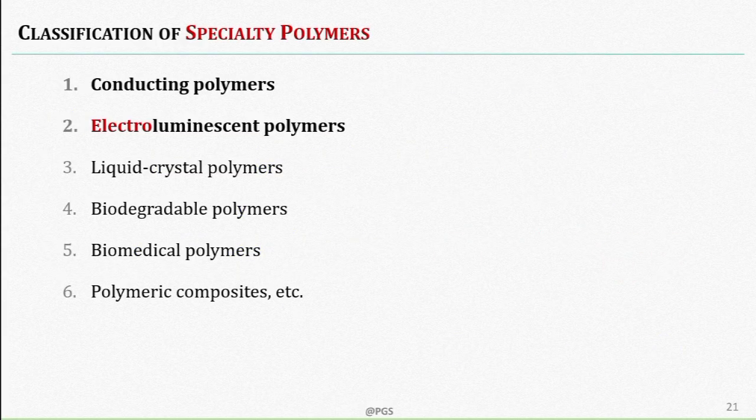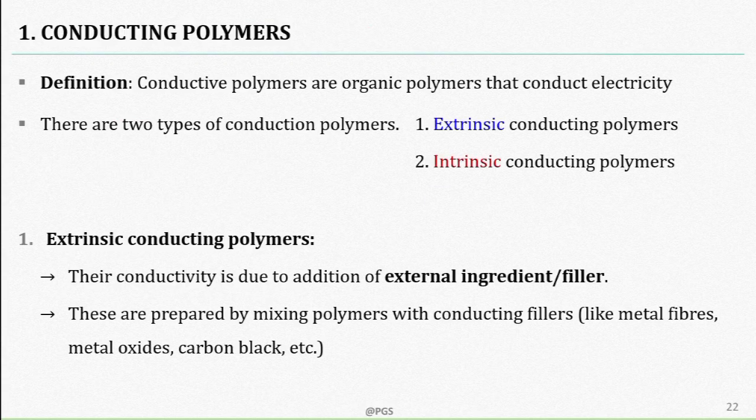So classification of specialty polymers: conducting polymers, electroluminescent polymers, liquid crystal polymer, biodegradable polymer, biomedical polymer, and polymeric composites. These are different classifications of specialty polymer depending on their properties or depending on their end use. So we will discuss conducting polymer in detail.